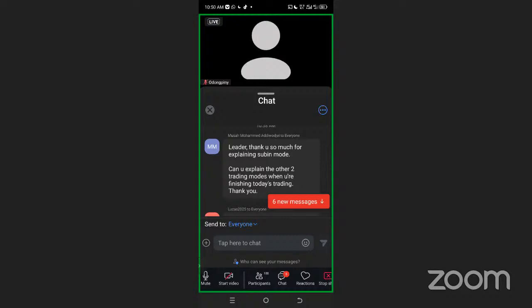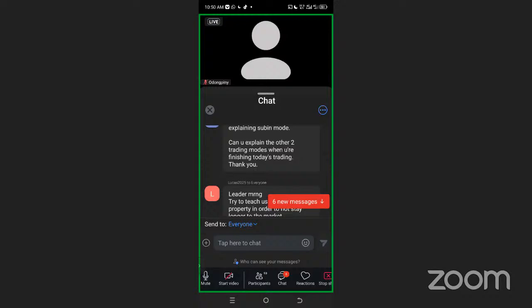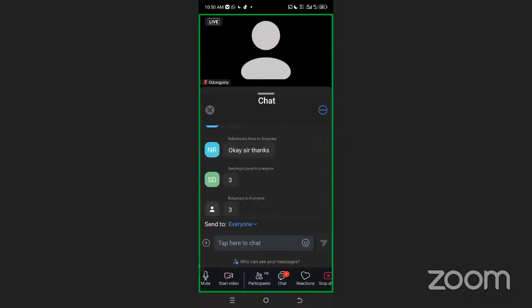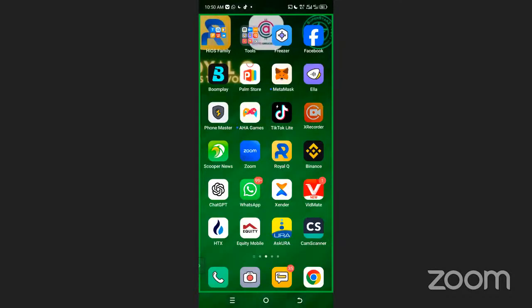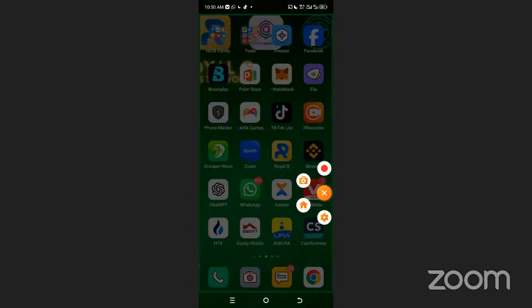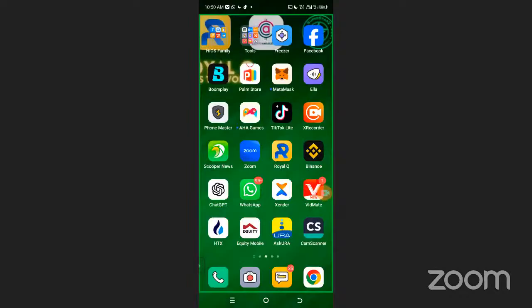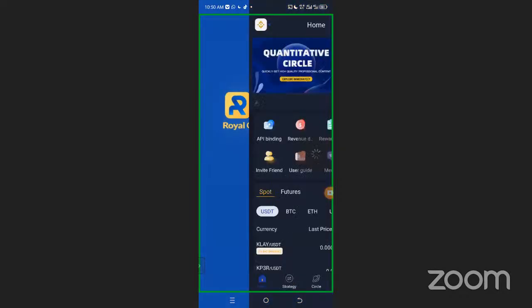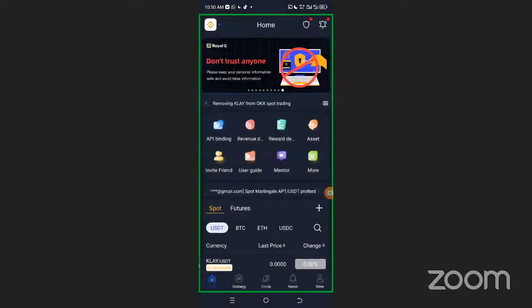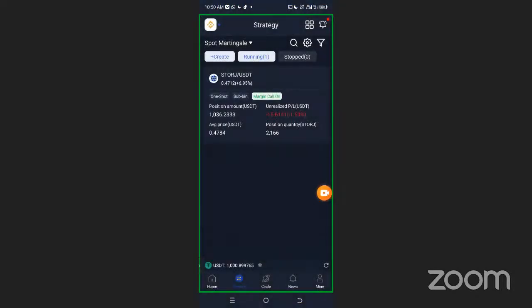Can you explain the other 2 trading modes? Sub-bin mode, real-time settlement. You are saying that I should explain the other 2 modes. Let me first complete here. Okay. So now, after you have known our calculations, how do you save? You see, people, you are very funny. But these things we are teaching, are you seeing? First wait.